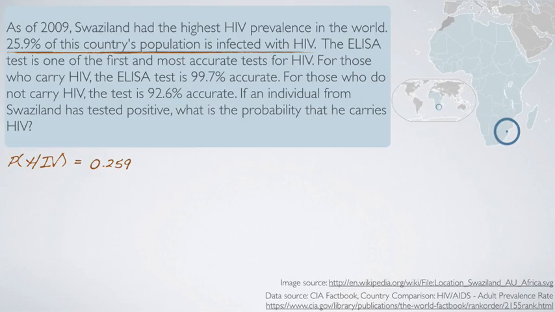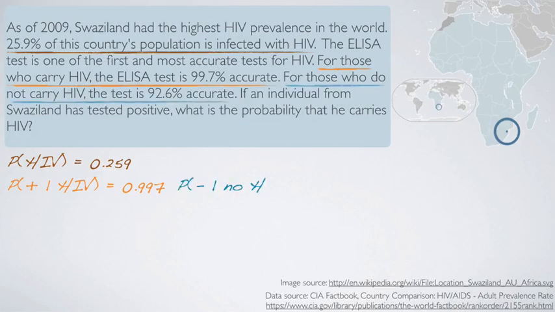The statement, for those who carry HIV, the ELISA test is 99.7% accurate, basically means that the probability of testing positive, because that's what an accurate result would be if a person has HIV, so probability of positive given HIV, is 0.997. The statement, for those who do not carry HIV, the test is 92.6% accurate, means the probability of testing negative, because that's what accurate would mean in this case, given that the patient does not have HIV, is 0.926.